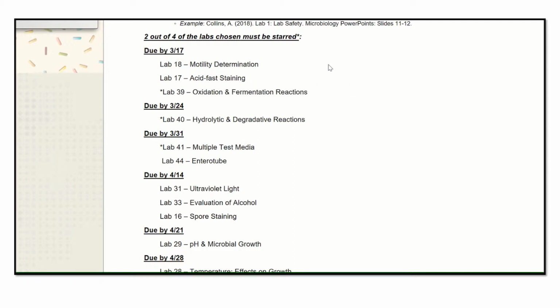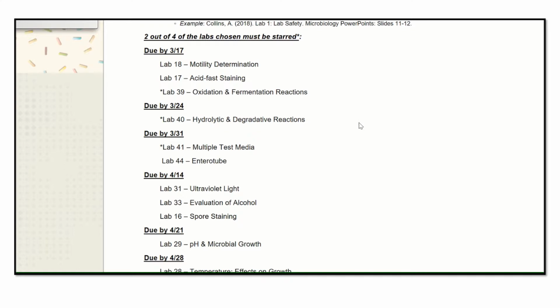Now because of all the snow days this semester, we have shifted these dates. So your first set of lab reports, if you choose to do any of these 3, are due by 3/17. So you could easily do motility determination, a very easy lab, acid fast staining, another simple lab, and oxidation and fermentation by the 3/17, and then only have 1 starred lab left to do.